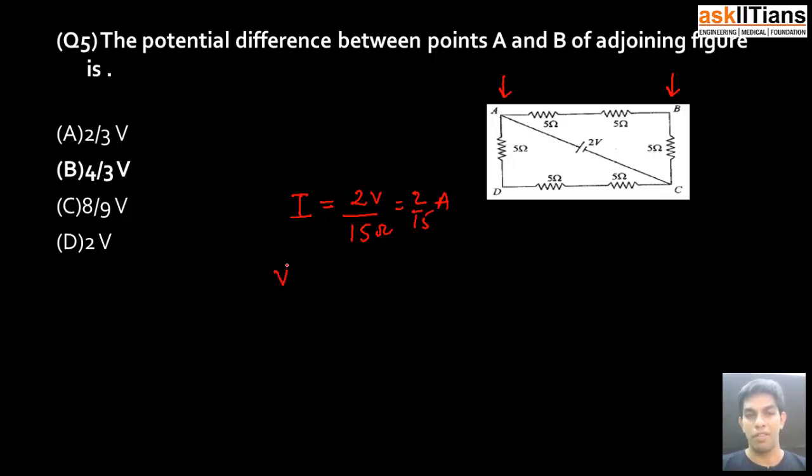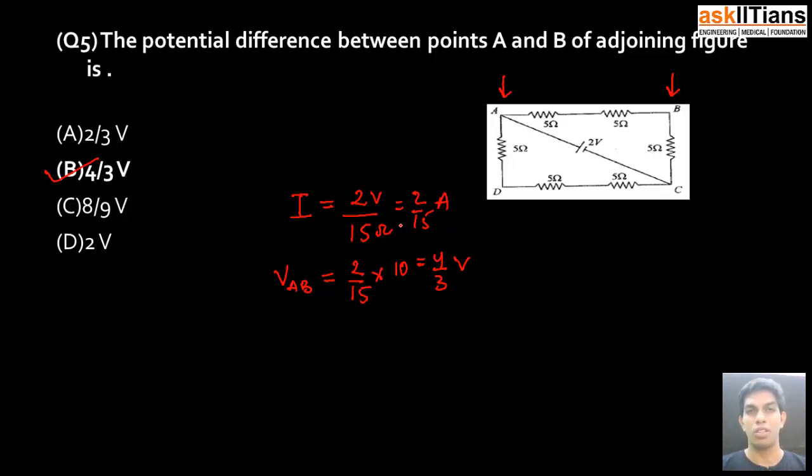Now the potential difference across points A and B, let's denote it by VAB, is equal to the current flowing through it, that is 2/15, multiplied by the resistance across AB, that is 10, which gives me the value 4/3 volt. Hence B is the correct answer.